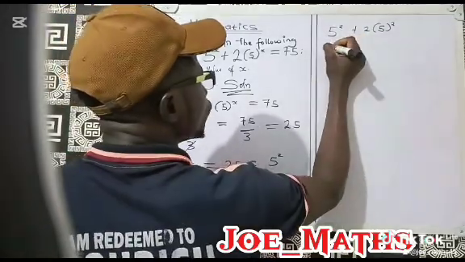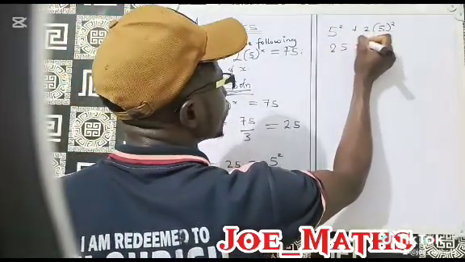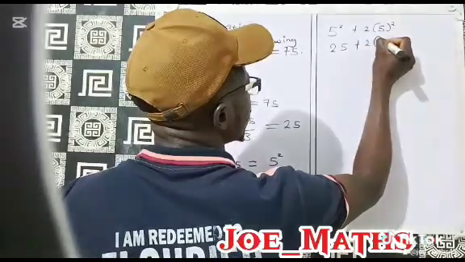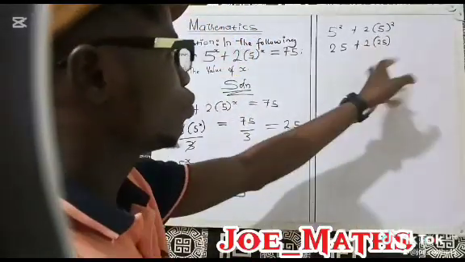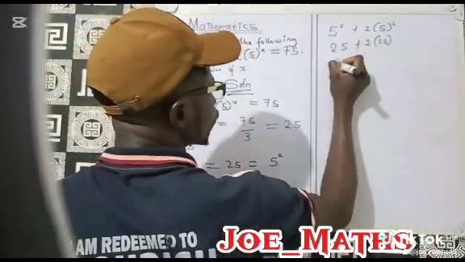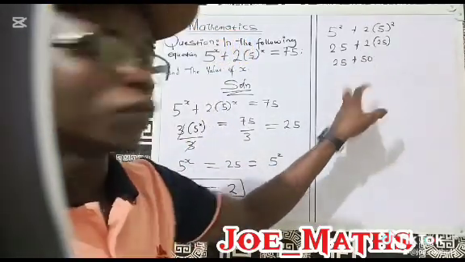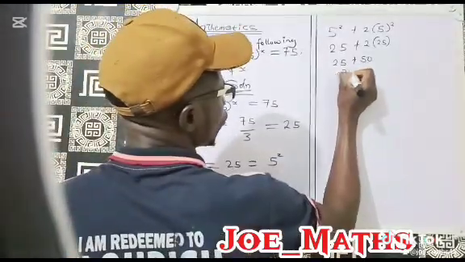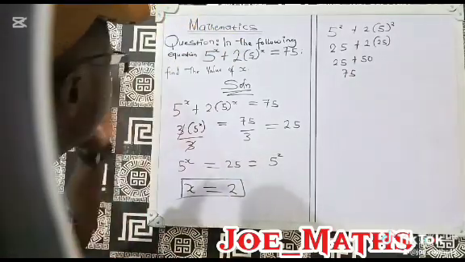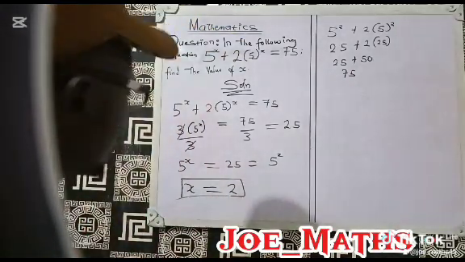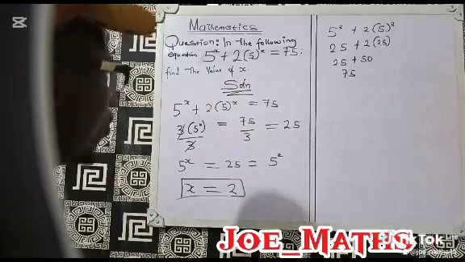So 5 raised to the power of 2 will give us 25. Then plus 2(5^2), which will also give us 25. That is 25 plus 2 multiplied by 25. That will give us 25 plus 50, and 25 plus 50 gives us 75. So you can now see that the LHS is equivalent to the RHS. So that means the value of x we got here is correct.